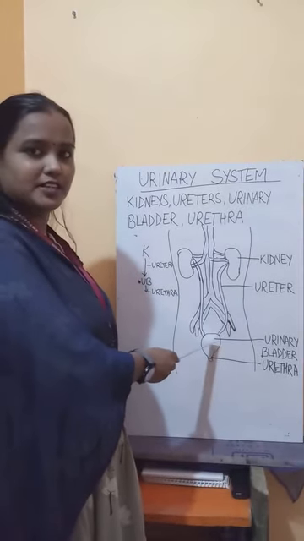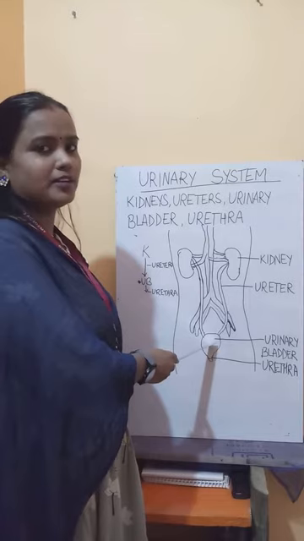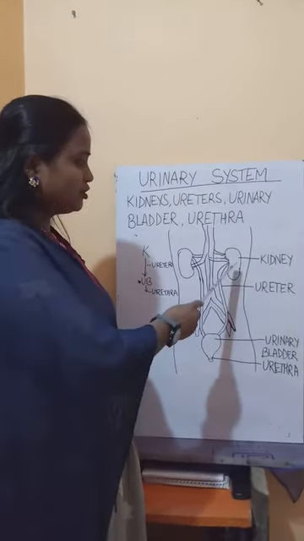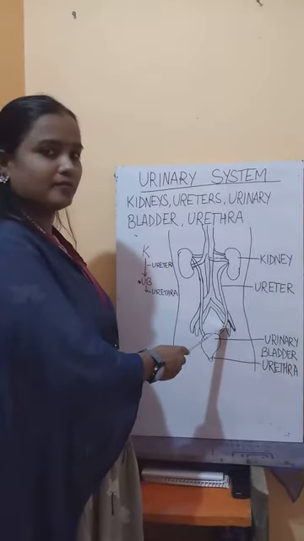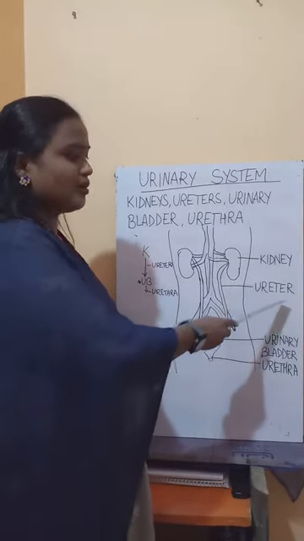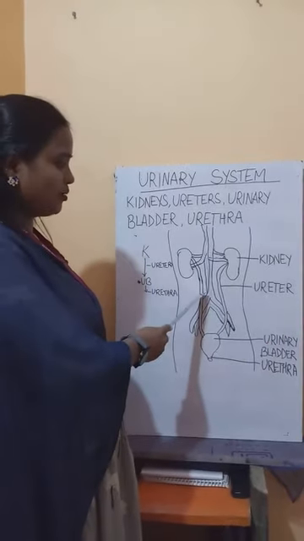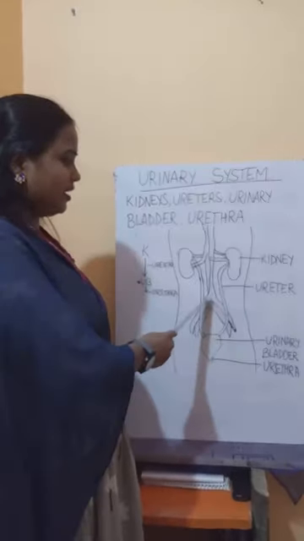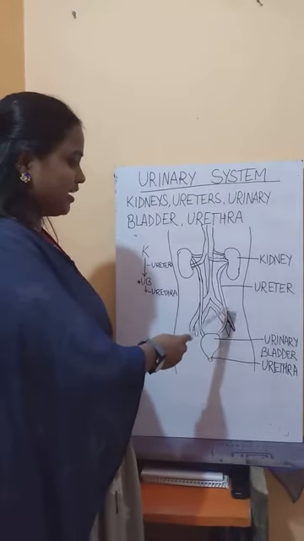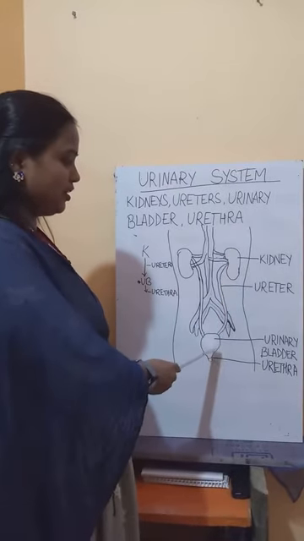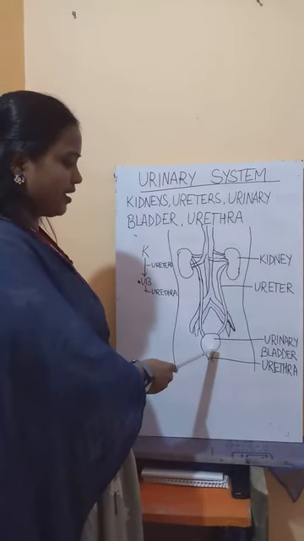And how does it reach the urinary bladder? It reaches the urinary bladder through this pipe, and this tube-like structure, this pipe, is called ureter. You can see on both sides we have the ureters. These ureters help in transporting this urine from the kidneys to the urinary bladder.